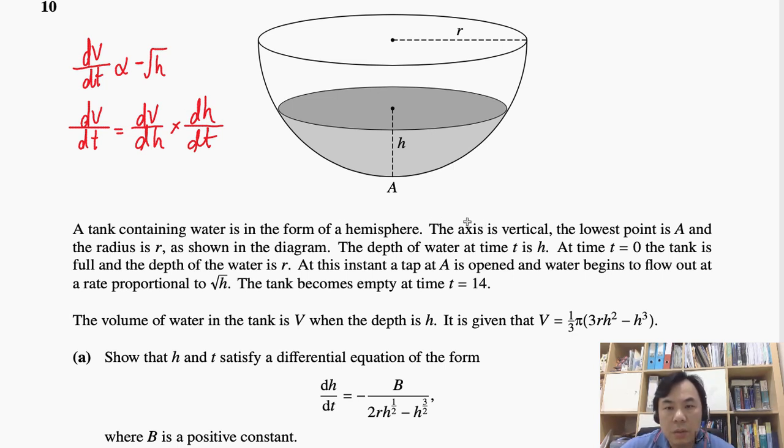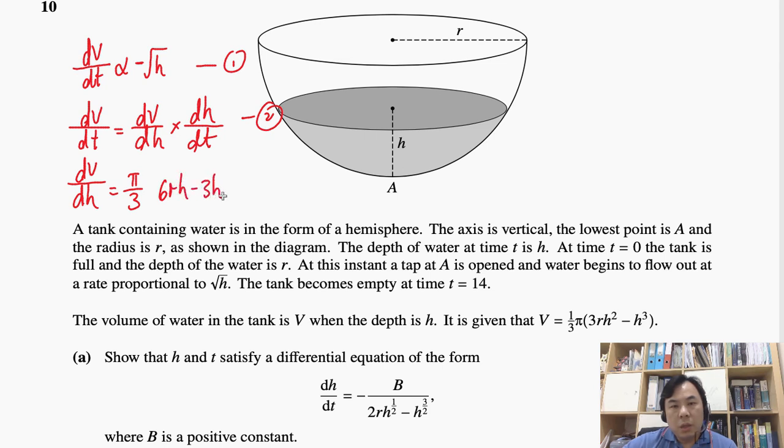Let me see any other information given. Yep, so generally that's how it looks. From here, all we need to do is equate these equations with equation number 2, and then we should be able to obtain that. Let me check what we have. From here we are given V. So dV/dh: if I differentiate this with respect to h, I get pi over 3 times (6rh minus 3h squared). If I simplify that, that will be pi times (2rh minus h squared).